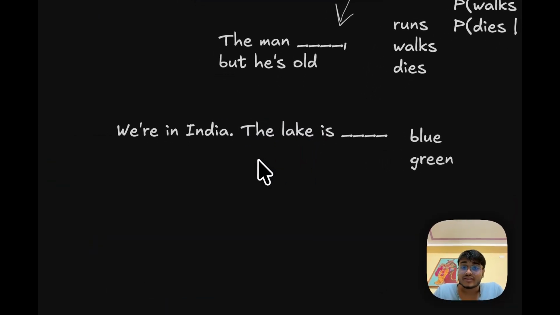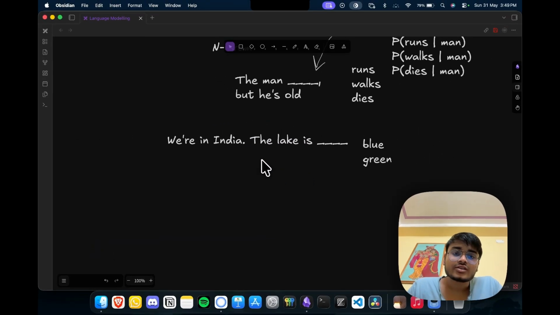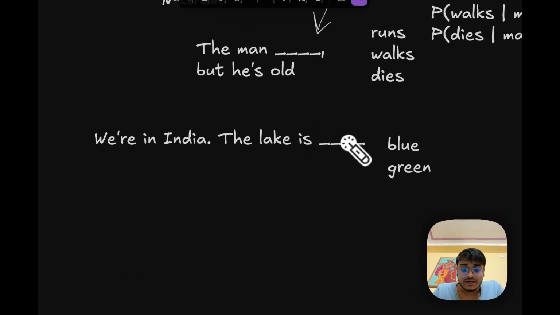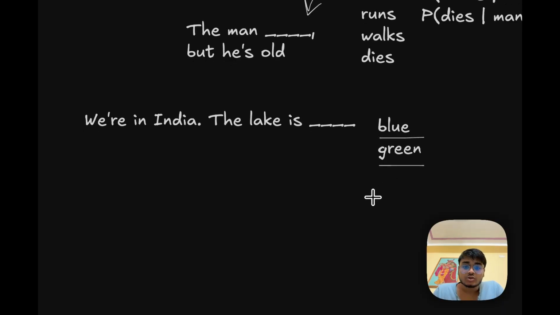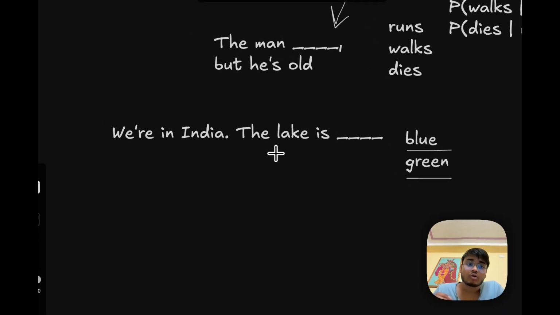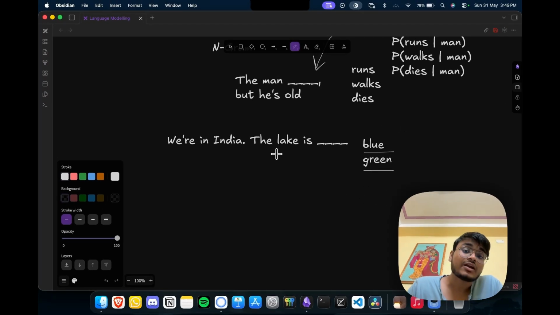Why is this a possibility? Because in India most of the lakes are green, not a lot of lakes are blue. So the probability of getting green is much higher than the probability of getting blue. So this also depends on the context. This depends on your data set, how you are giving the data set to the model. So this is the whole idea.